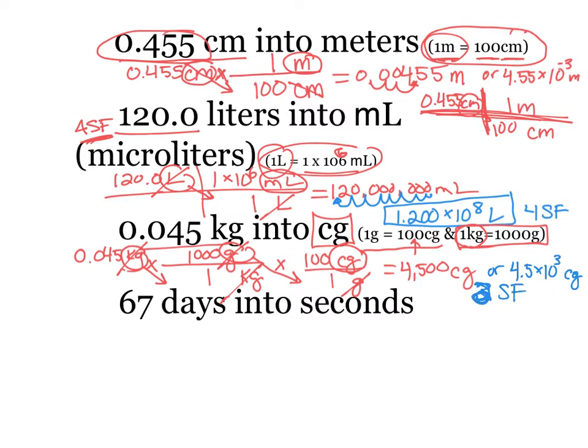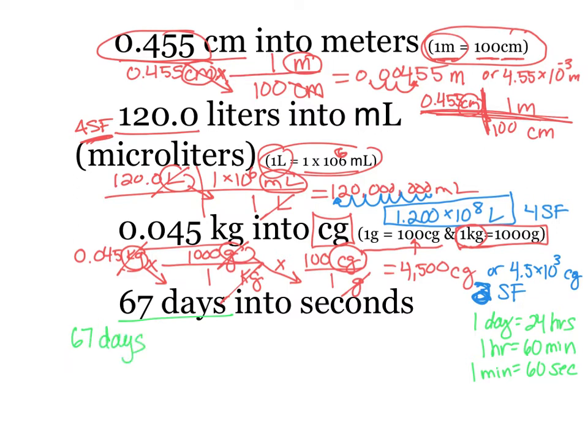All right, for our last one, we are asked to convert 67 days into seconds. So you might want to think of what you know. So I know in one day, there are 24 hours. And in 1 hour, there are 60 minutes. And in 1 minute, there are 60 seconds. All right, so those are my conversion factors. So always start with what's given to you in the problem. 67 days. You do the railroad method this way.